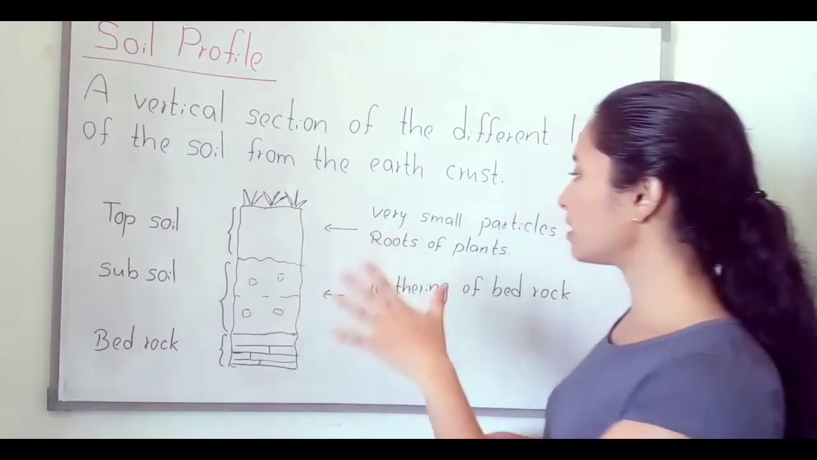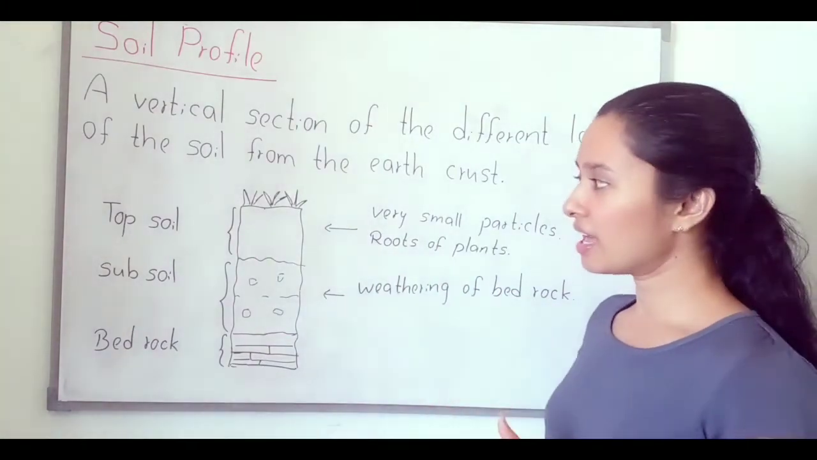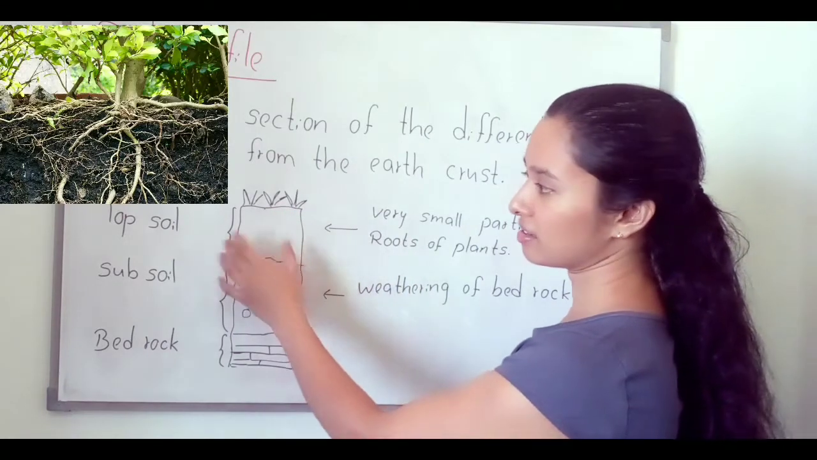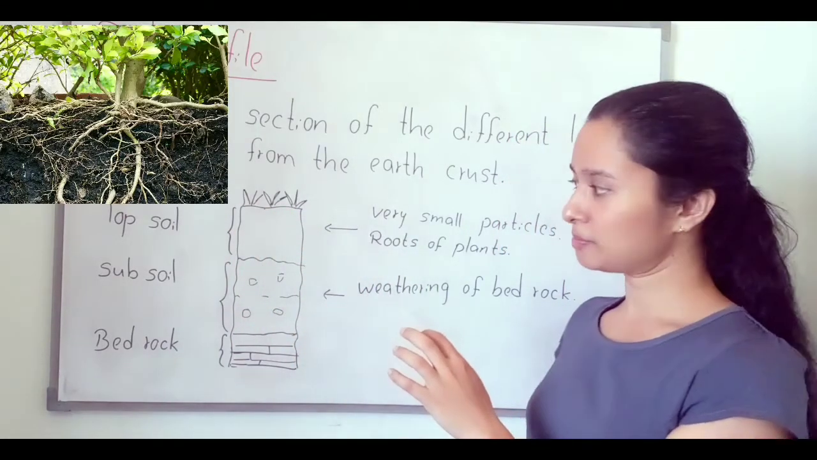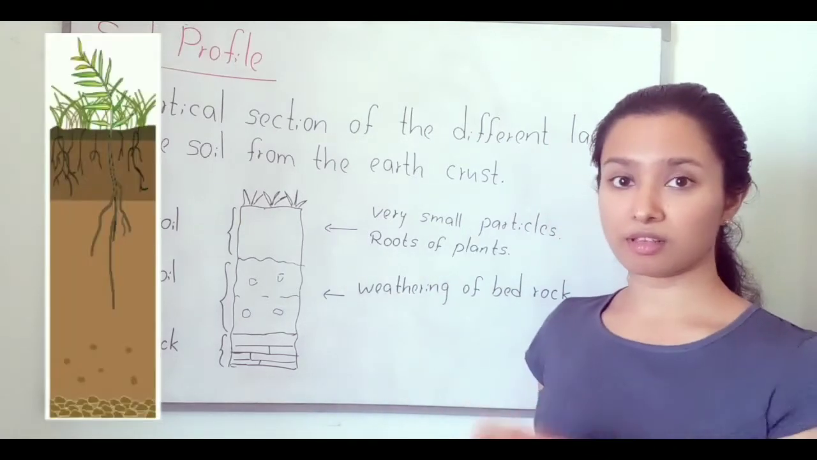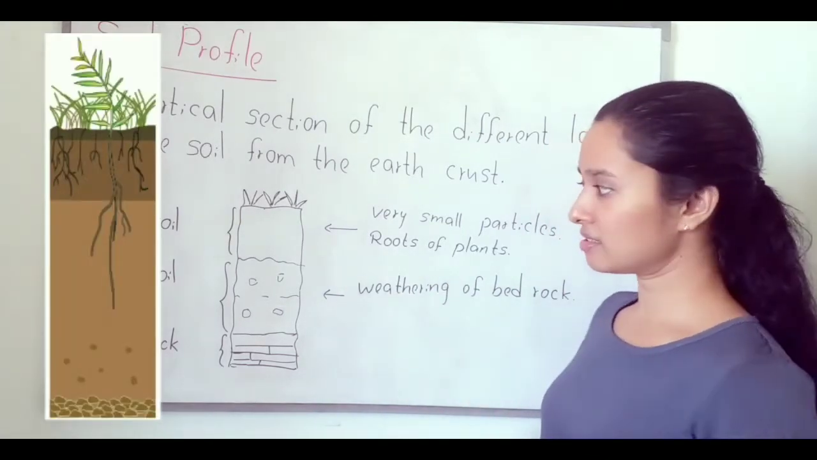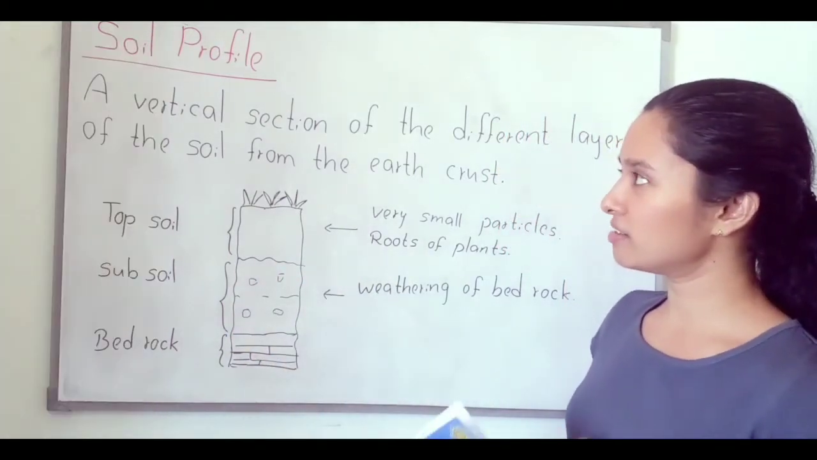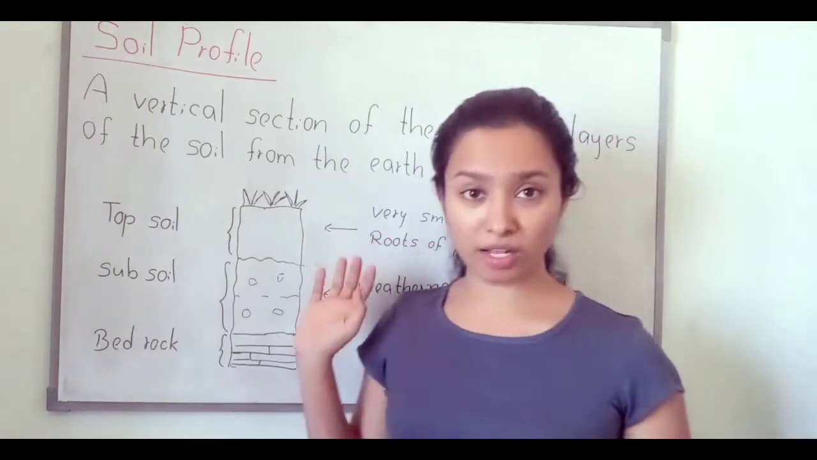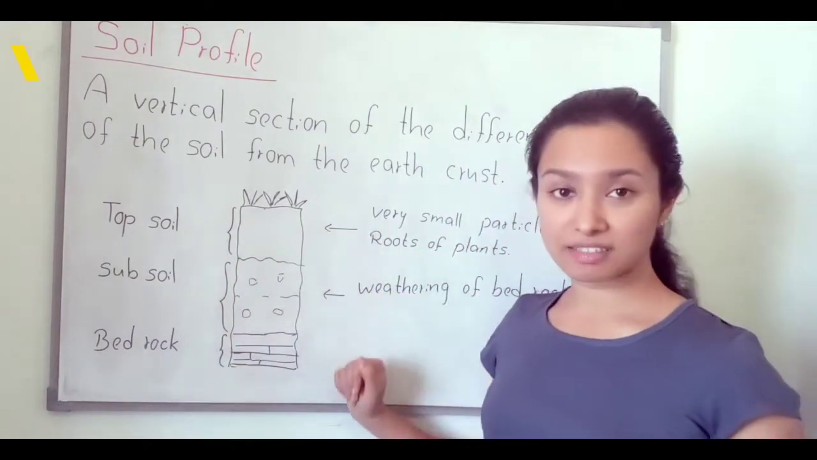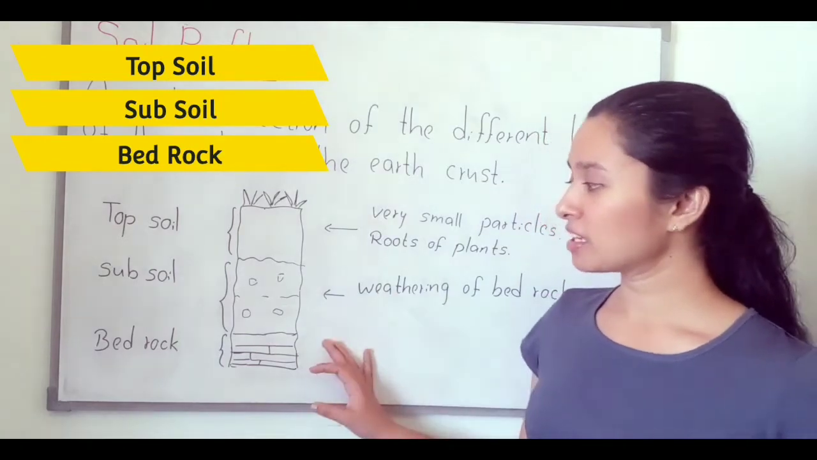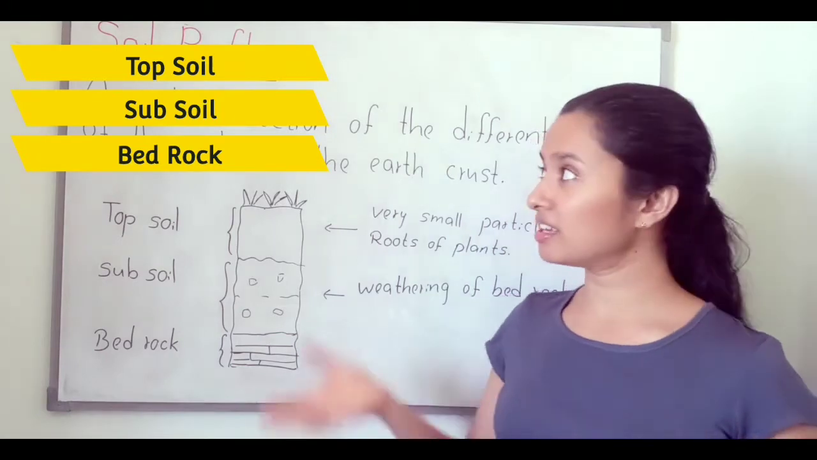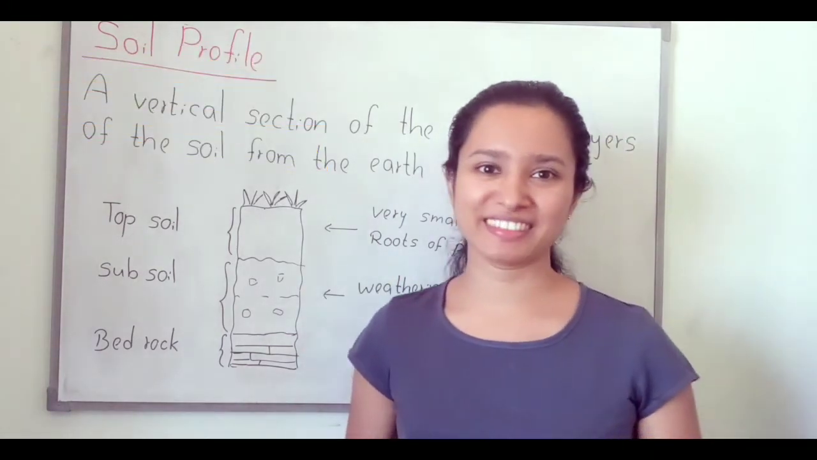So topsoil contains very small particles, and most of the roots of the plants we can find here in the topsoil. But some roots, the roots of large trees, penetrate into the subsoil. So here you should remember what the soil profile is and what the main three layers are. When we study the soil, it is important to study the soil profile also.